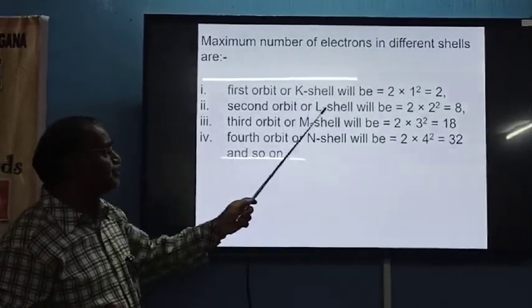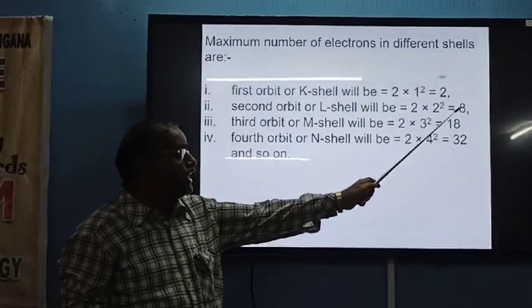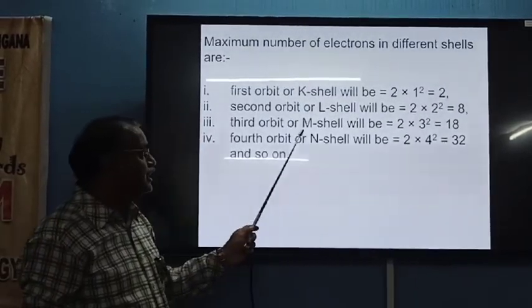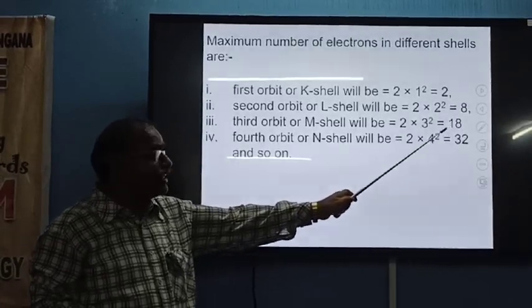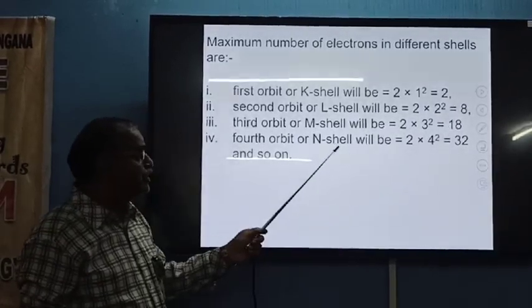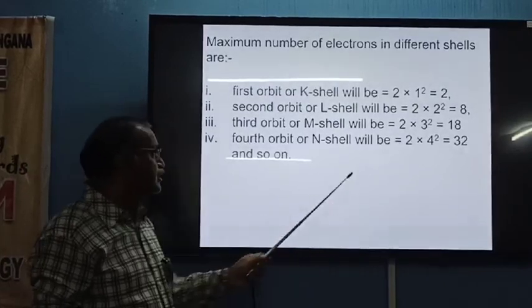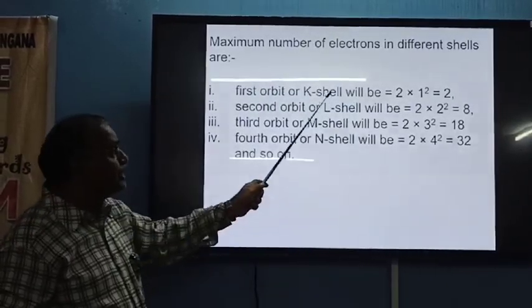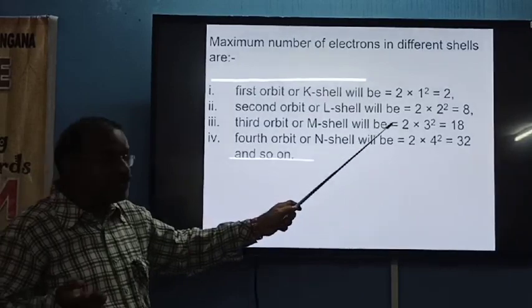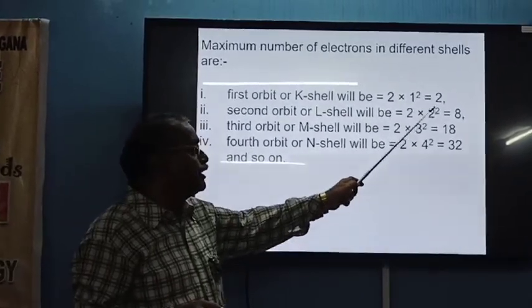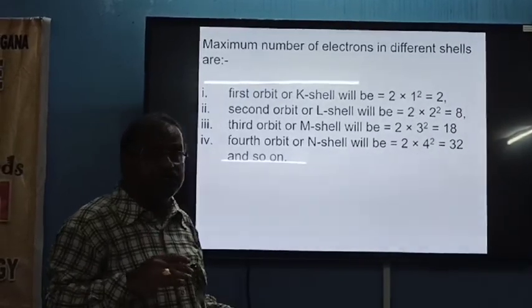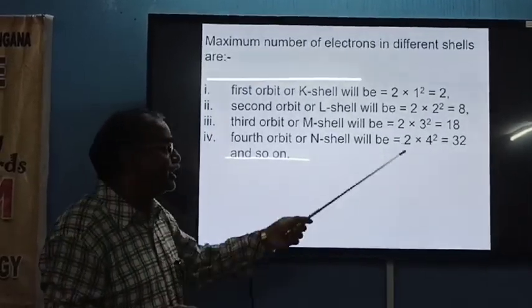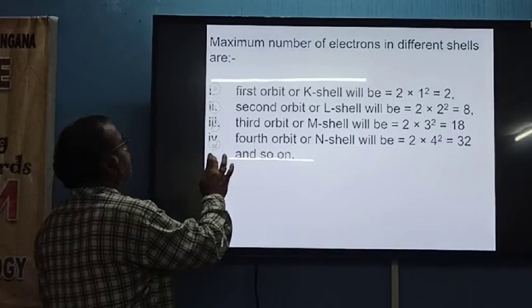Similarly, in the second shell, 2 into 2 square, 8 electrons. Third shell, 2 into 3 square, n is equal to 3, you can accommodate 18 electrons. In the fourth shell, you can accommodate 32 electrons, and so on. So by using the 2n square formula, you can fix how many electrons you can accommodate in those shells. Not more than this, but fewer may be possible; you cannot arrange more electrons than this in those orbits.